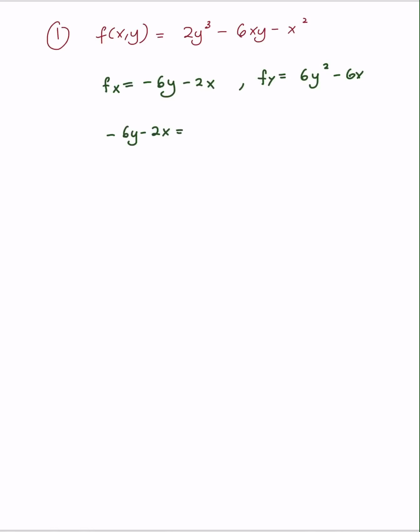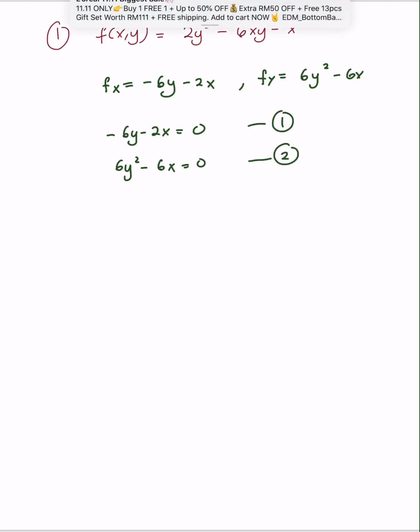Minus 2x equal to 0. So we have one equation. And 6y squared minus 6x equal to 0. This is another equation. So we want to solve for this one. Let's say we choose from the first equation.